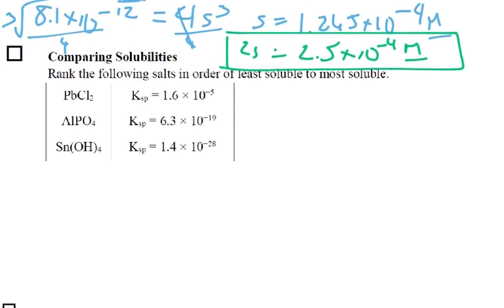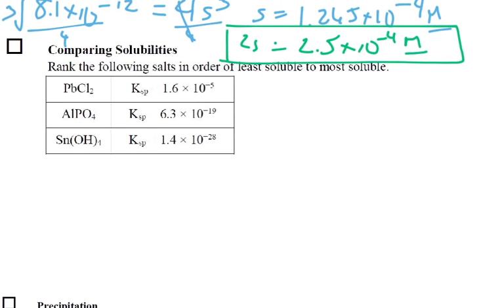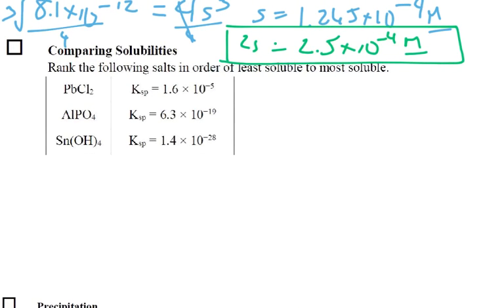Okay, the next question is talking about comparing 3 different compounds. Now, with these 3 compounds, we can't just look at the KSPs and say, okay, a large KSP is soluble, and a small KSP is not very soluble, because they're not the same kind of compounds. We can see the first one here is a 1 to 2 compound. This is a 1 to 1 compound, aluminum and phosphate, and this is a 1 to 4 compound. So first off, we have to say, what's the relationship between solubility and KSP?